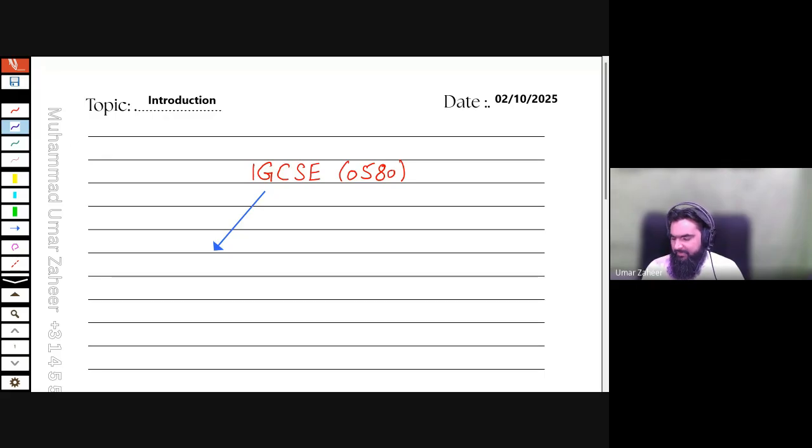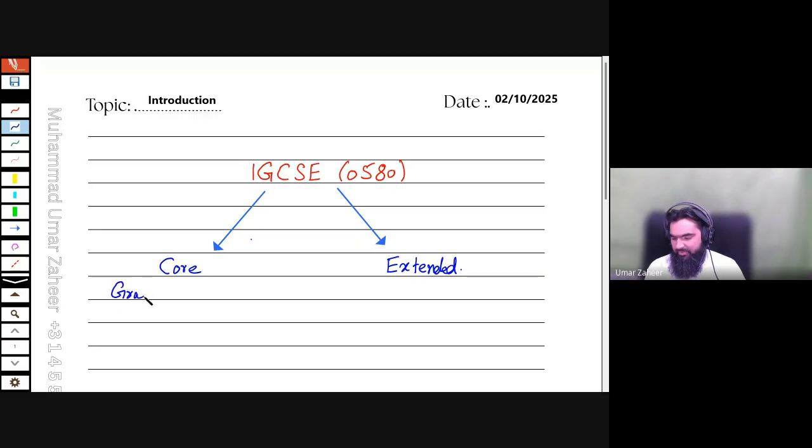Yes. The first one is core, and the other one is going to be extended. The core is for those students who just want to take the subject, and maybe that is going to be necessary for admission to any university like this. Okay.